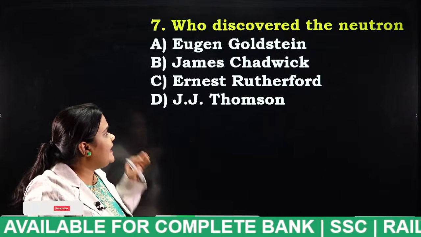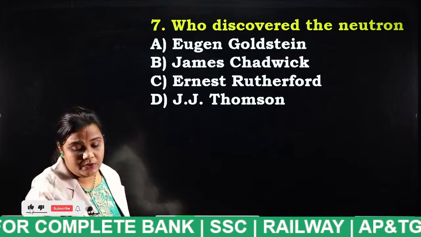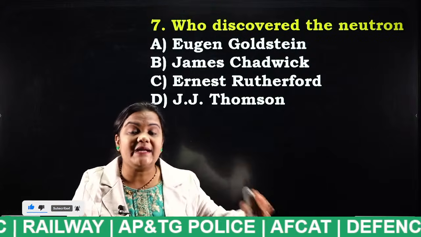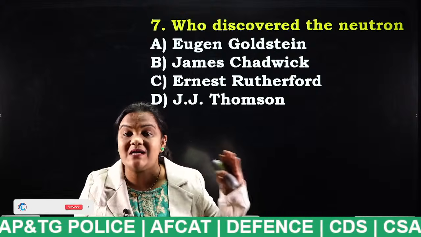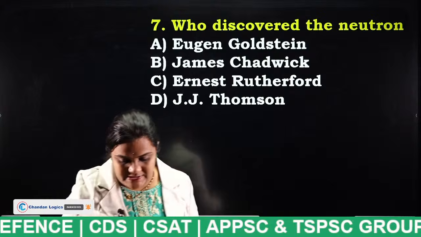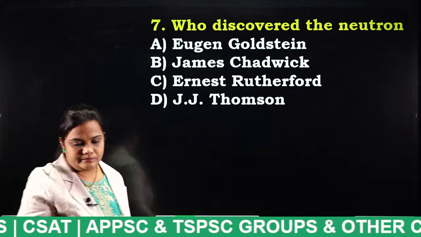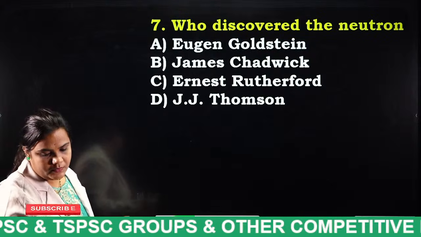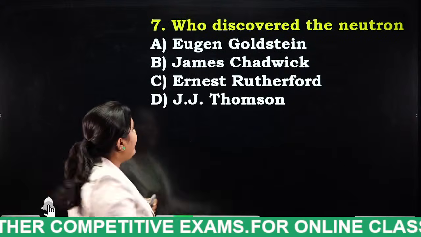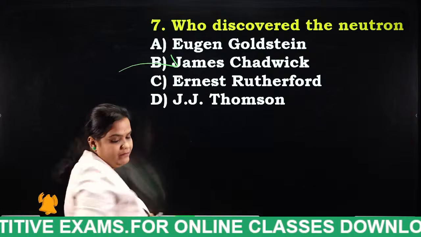Who discovered the neutron? Goldstein, Chadwick, Rutherford, J.J. Thomson. Who discovered the neutron? And the mass of the neutron is slightly larger than the mass of a proton. Okay. Who discovered the neutron? The neutron was discovered by, very good, James Chadwick. Okay.